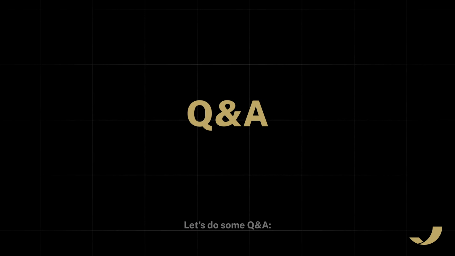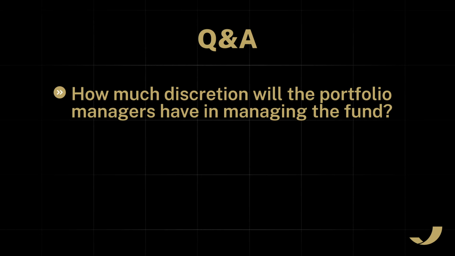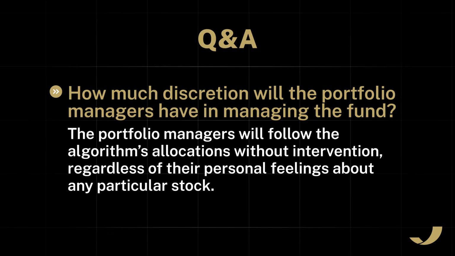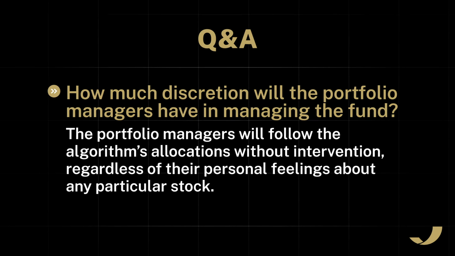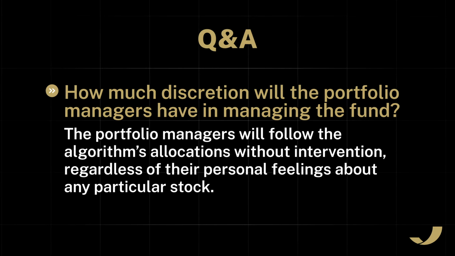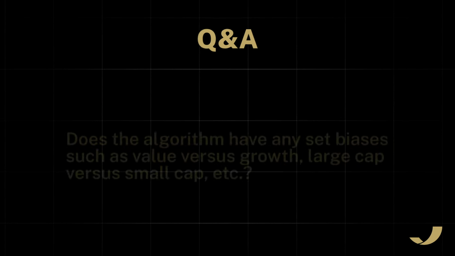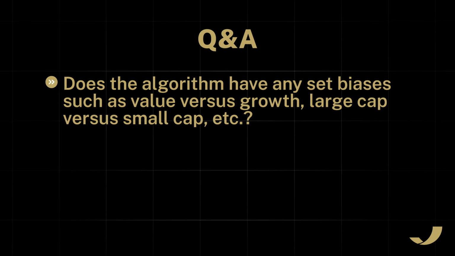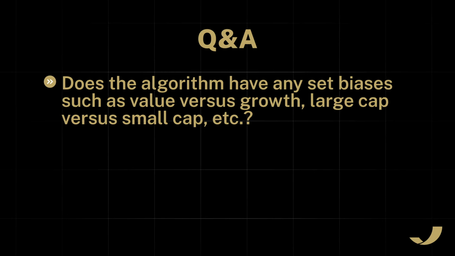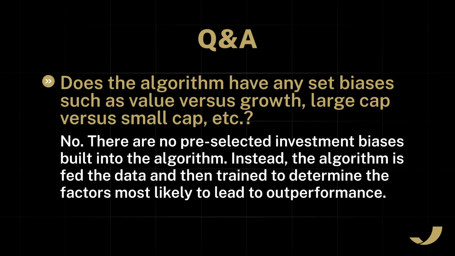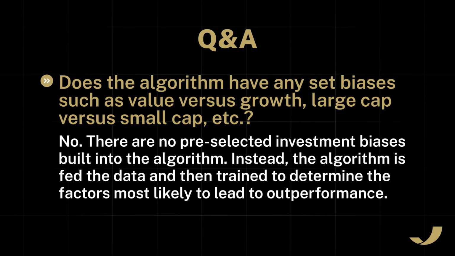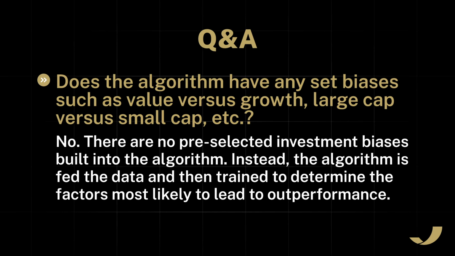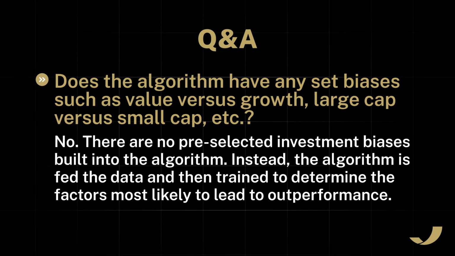Let's do some Q&A. How much discretion will the portfolio managers have in managing the fund? The portfolio managers will follow the algorithm's allocation without intervention, regardless of their personal feelings about any particular stock. Does the algorithm have any set biases, such as value versus growth, large cap versus small cap, etc.? No, there are no pre-selected investment biases built into the algorithm. Instead, the algorithm is fed the data and then trained to determine the factors most likely to lead to outperformance.